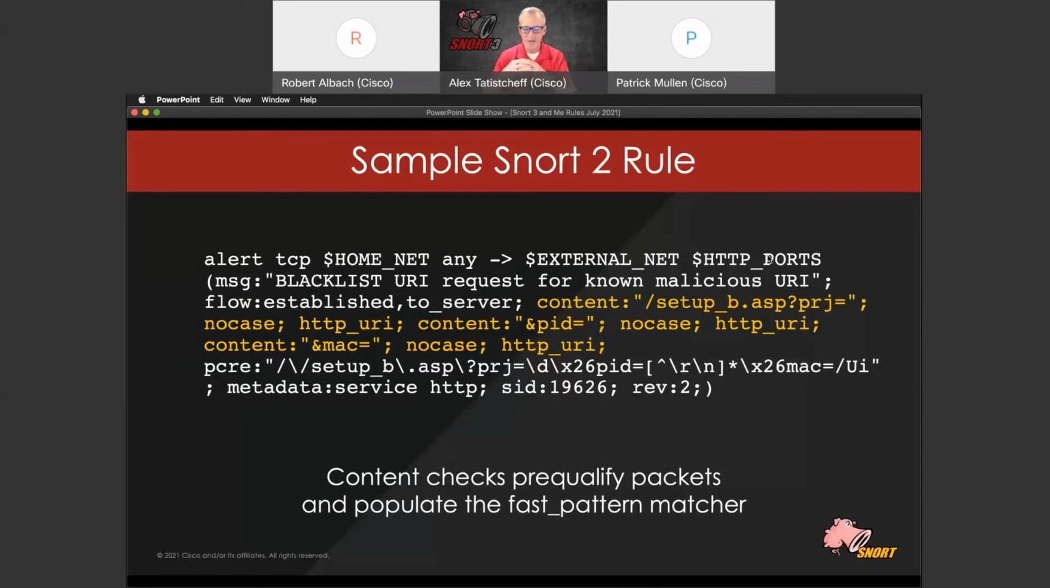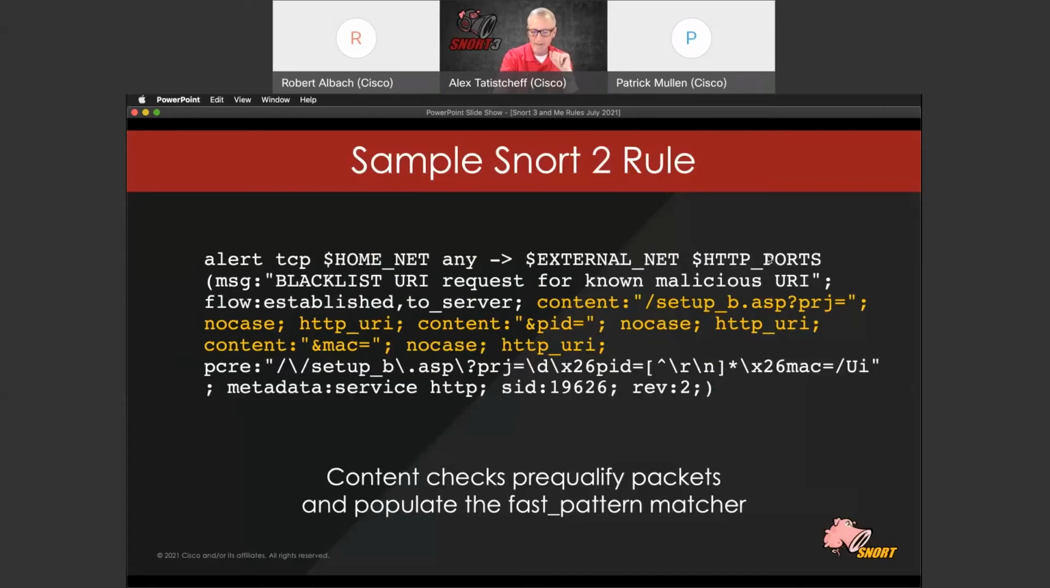The content checks are only there to pre-qualify the packets and to populate the fast pattern matcher, which I'm not going to go into in detail here because the rules class is like 3 or 4 days. It takes a while to go through all these things, but let's just say the fast pattern matcher is pretty darn important and the PCRE can't populate it. So one of those content checks populates the fast pattern matcher. That was, I believe, the first one there, because it's the longest.